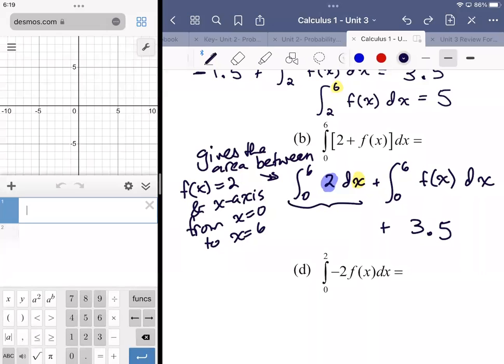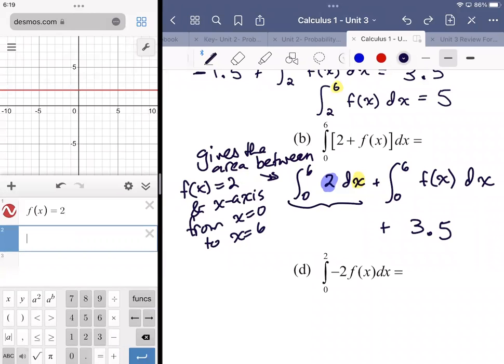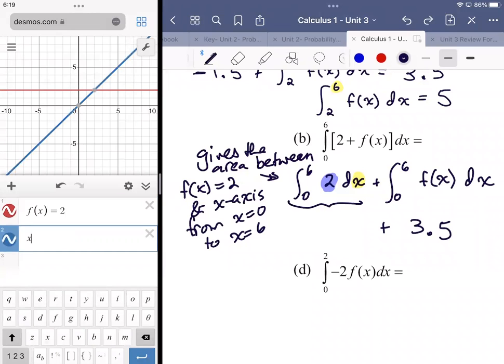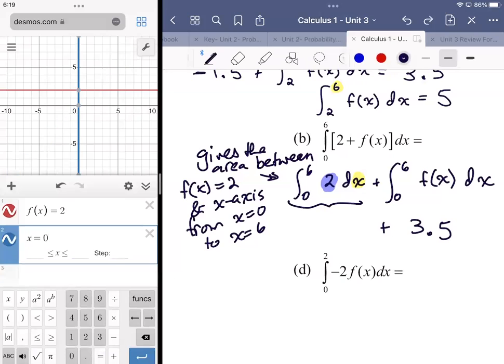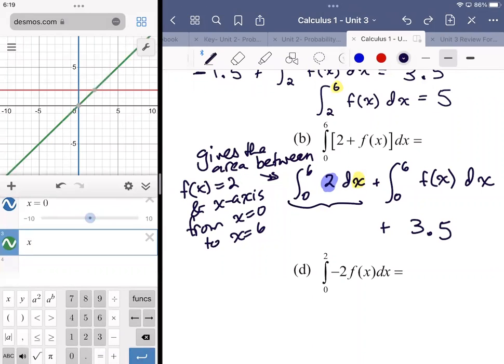But when I say it gives the area between f of x equals 2, so that's a horizontal line, a constant function, over the interval of x equals 0 to x equals 6. All right.